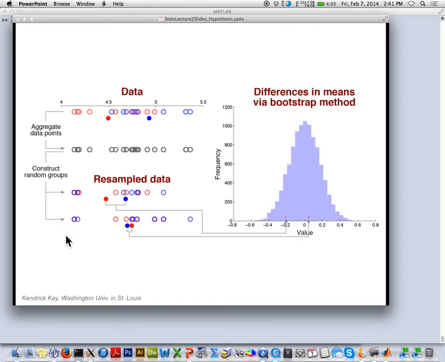Oh, and I spared you a third iteration. So now I've done, I don't know, 10,000 iterations. Let's plot a histogram of all those results, and then let's go look at what we actually observed. We observed a little less than -0.4 difference, and that's highly unlikely given the null hypothesis as we see here.